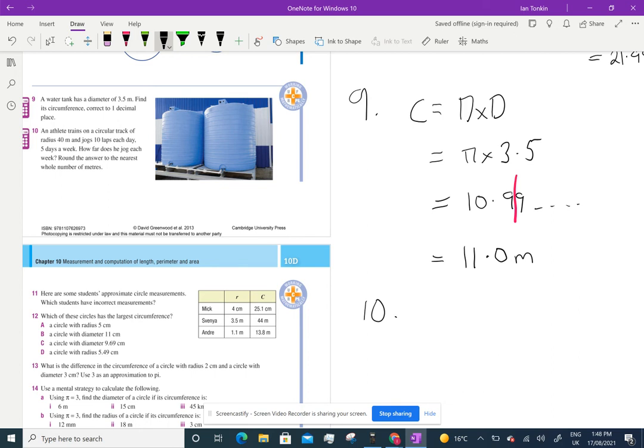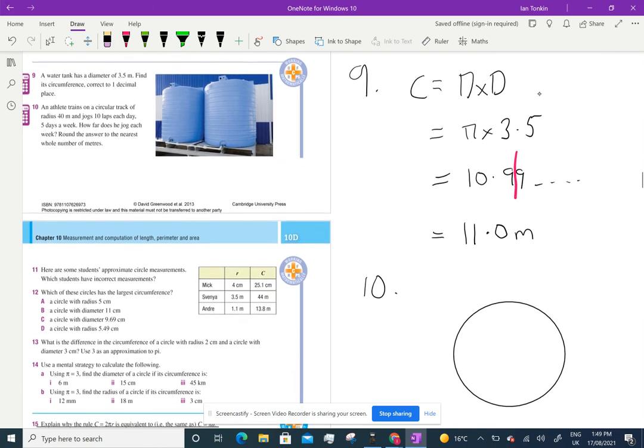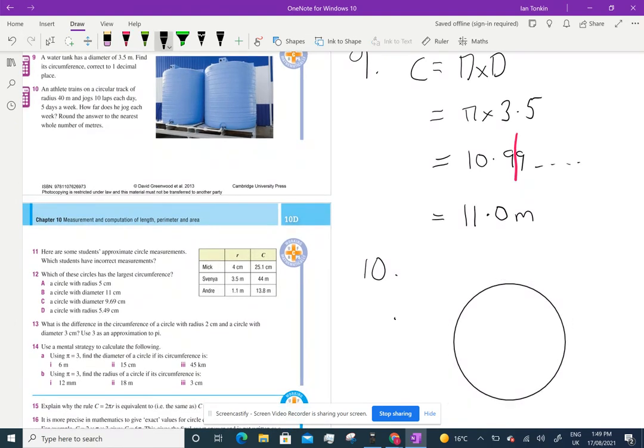So an athlete is running on a circular track that has a radius of 40 metres. So I'm going to draw this just to make it easier. So here's this athlete. And they're on a circular track and the radius is 40 metres. They do 10 laps each day for 5 days. How far have they run?